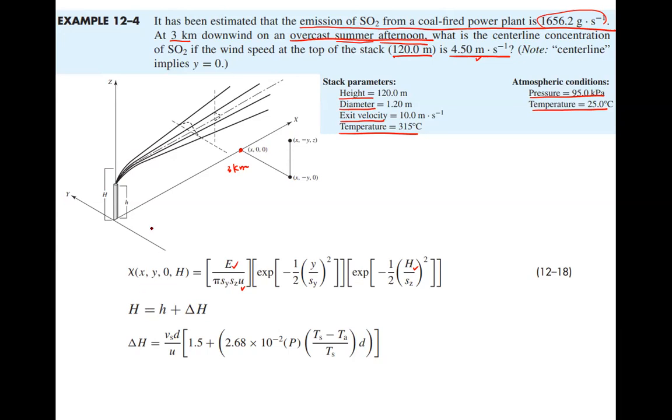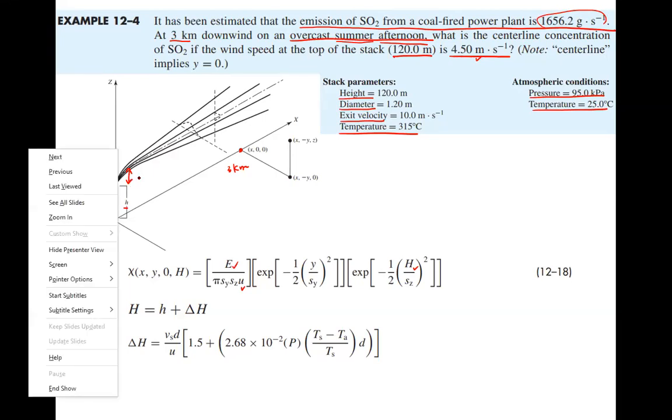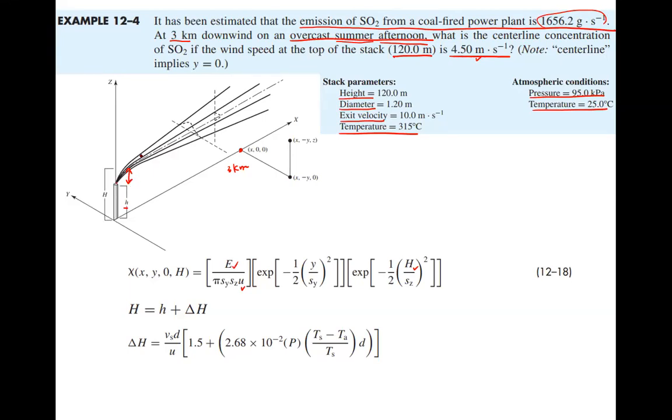The effective stack height is not directly the actual stack height, because we need to consider the upward motion of the smoke. It's not directly spreading at this point; it's spreading further higher up. So the effective stack height is calculated as the actual stack height plus delta H, which accounts for this floating motion. The delta H is further calculated in this equation here. A lot of it is just plugging in the numbers.